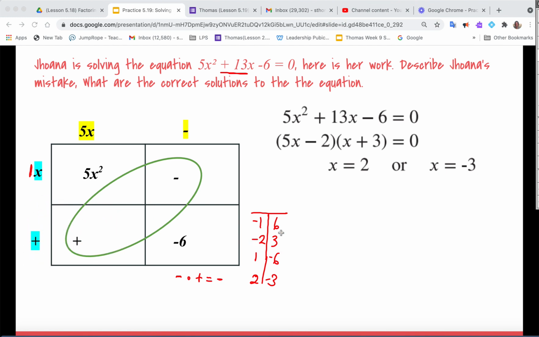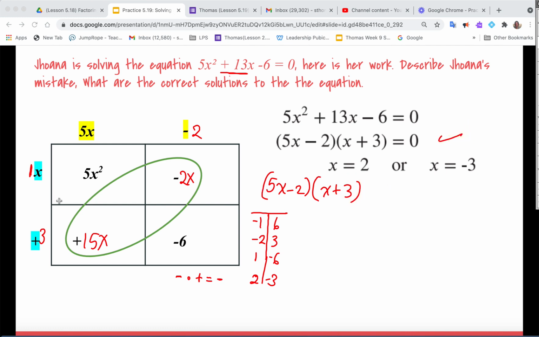Let's test the negative 2 and 3. If I put a negative 2 here, I'm ending up with a negative 2x here. And if I put 3 here, 3 times 5, that's 15x, which means I have a positive 15 and a negative 2. When I simplify this, I'm going to end up with a positive 13, which is actually what I want. So the factors are indeed 5x minus 2 times x plus 3. So she did have the right factors.